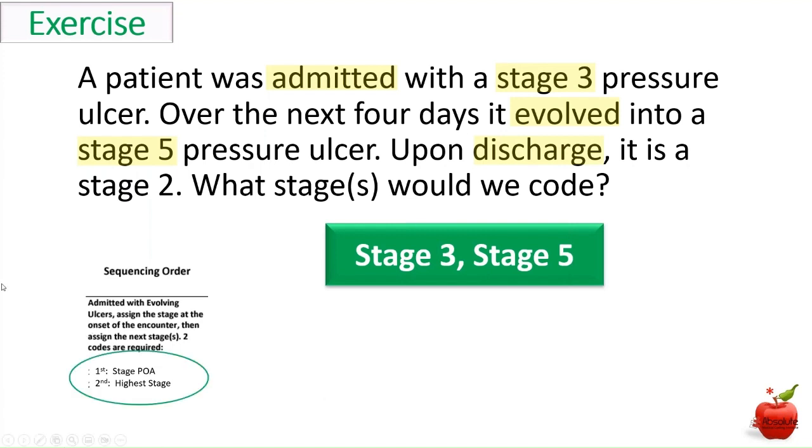So, just like our guidelines, we're going to capture the ulcer that was present on admission, which was stage 3. It evolved into a stage 5. We're going to sequence that second. That's our highest stage during the patient's admission. And so there's our order: stage 3, followed by stage 5. You guys are doing fabulous, and I can tell you have a firm grasp of coding evolving ulcers. So we're going to continue on with our next scenario.